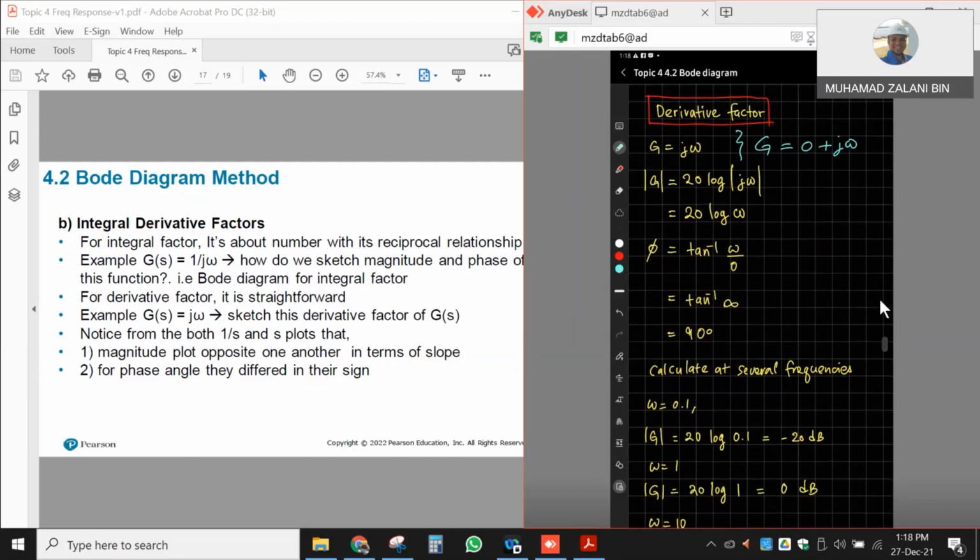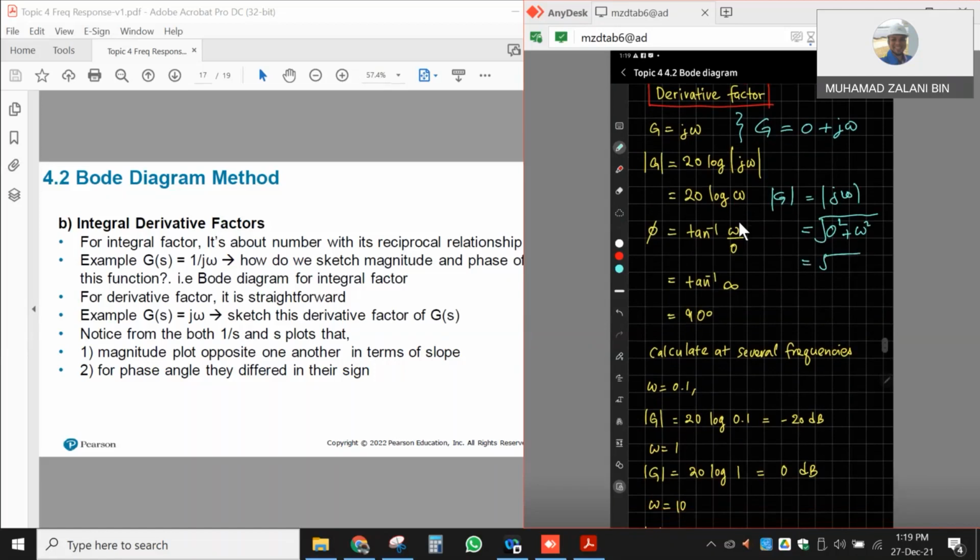If you don't know how we get 20 log, or why we get omega here, you should refer back to the theory in the textbook. Basically, if I explain it, the magnitude of G equals j omega is the square root of 0 squared plus omega squared, then the square root of omega squared, which is omega. That is why we get omega there.